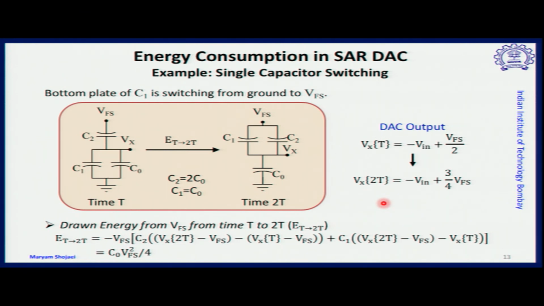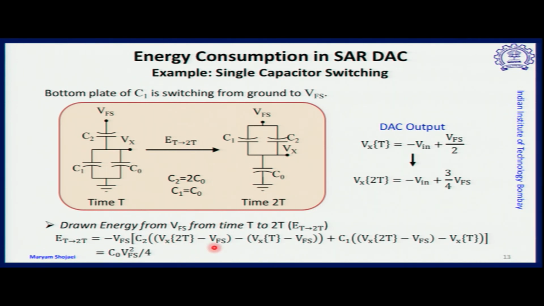To calculate the energy consumption, we should focus on V full scale. Two capacitors are connected to V full scale. And an interesting point here is, when capacitor C1 is connected to ground, the bottom plate of C1 is 0. When C1 is connected to V full scale, the same plate is connected to V full scale. That means the polarity of the voltage across C1 has to change. And because of that, it will draw energy from V full scale. Capacitor C2 also will have a change in voltage because Vx will change.